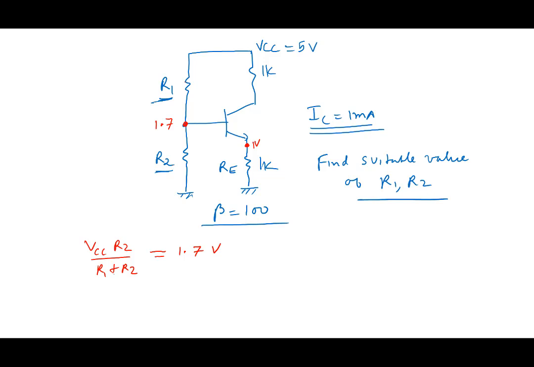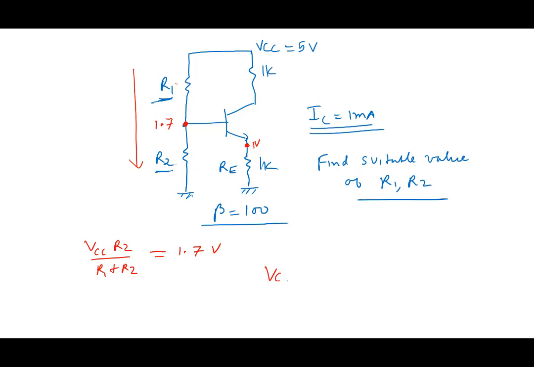That's not going to give us R1 and R2. What else do we want? What is the other condition that we should try and satisfy? That I1, or this whole current here, should be equal to basically I2. So this whole current here, which is VCC by R1 plus R2, it should be what?